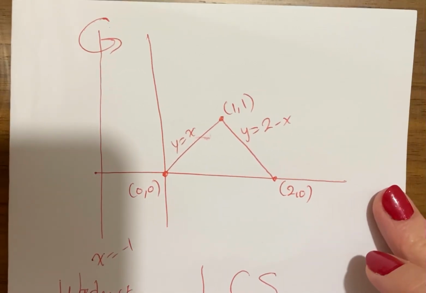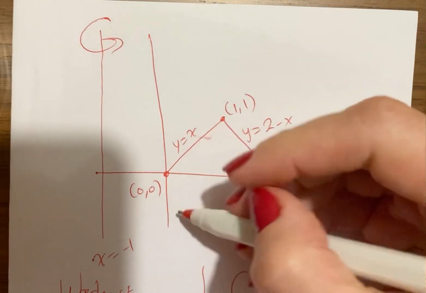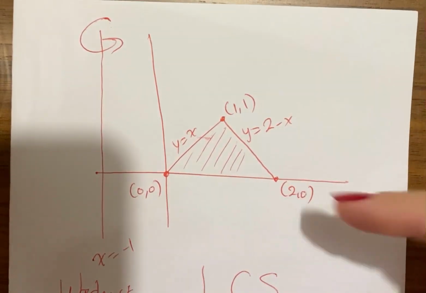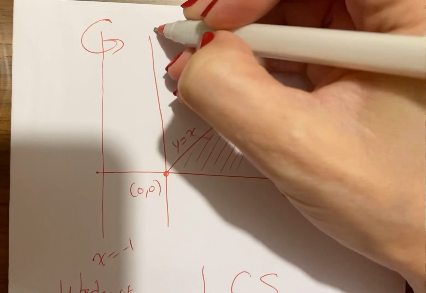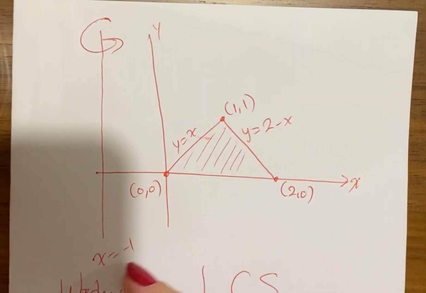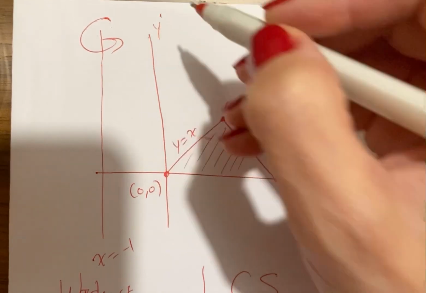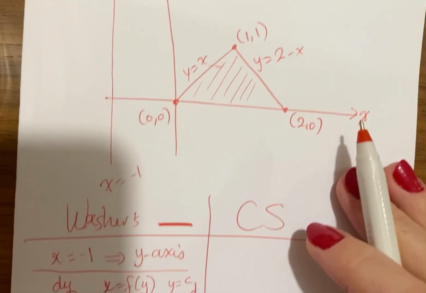So now the same area, the same region, which is this region over here, between the line y equals x, y equals 2 minus x, and the x-axis, we are going to rotate it about the vertical line x equals minus 1, which acts as the y-axis. And in Washer's method, what are the rules so far?